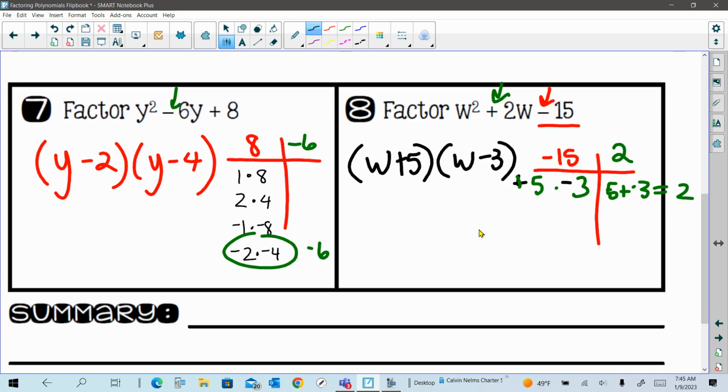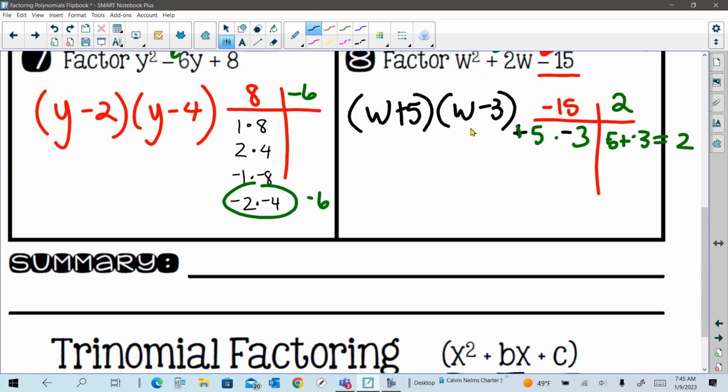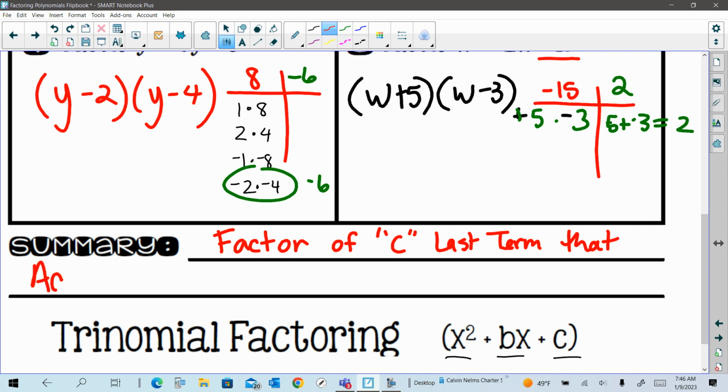So when you have a trinomial, this is only when there is no lead term with a coefficient. Okay? So when A basically is 1, here we want factors of C, which is the last term, that add up to B, which is your middle term.